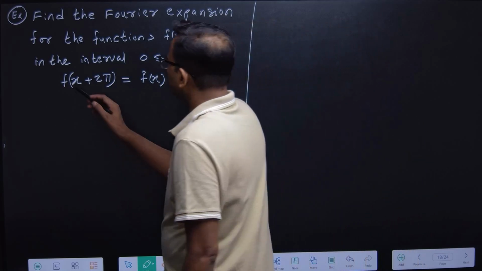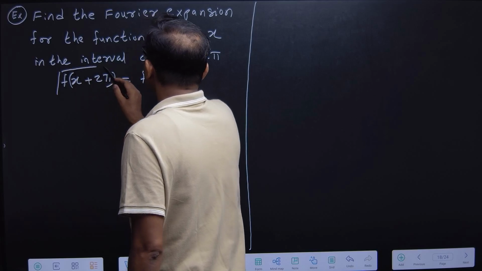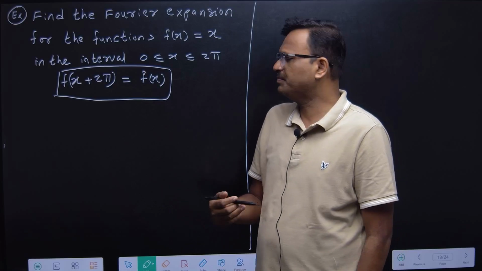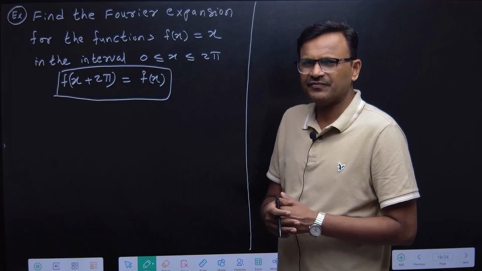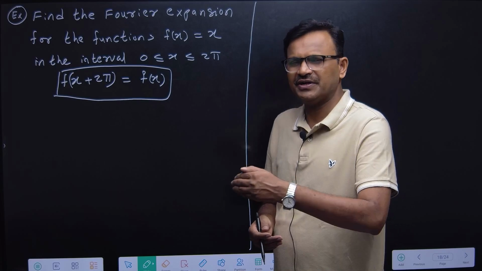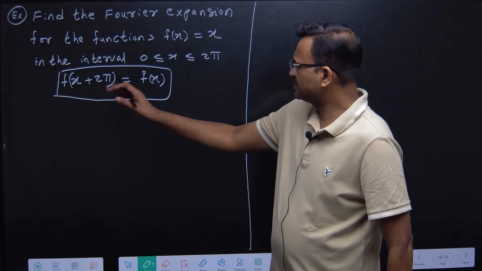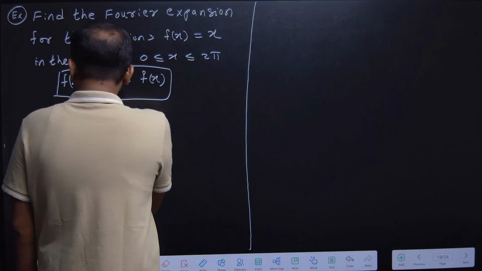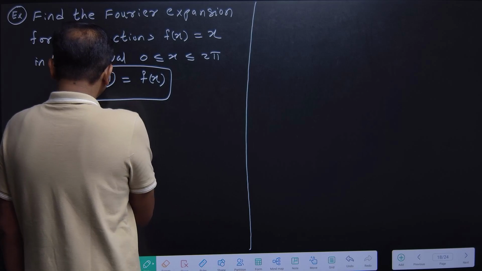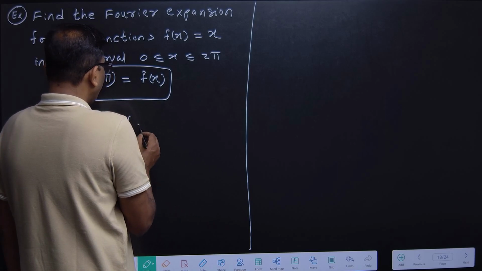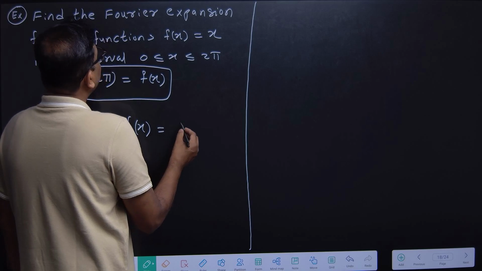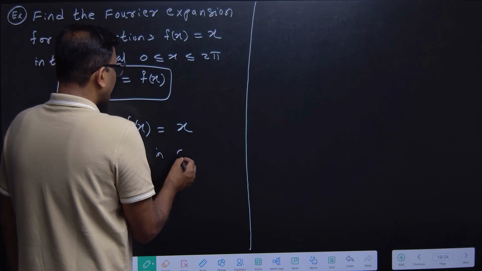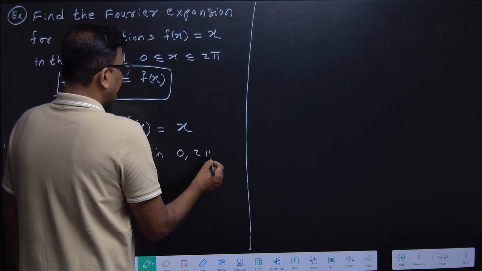Now see here, it is given that f of x plus 2 pi is equal to f of x. This just means that f of x is a periodic function with period 2 pi. That means the value of that function f of x is going to repeat after an interval of 2 pi. So this 2 pi is the period of that function. Now see here, f of x is given as x in the interval 0 comma 2 pi.